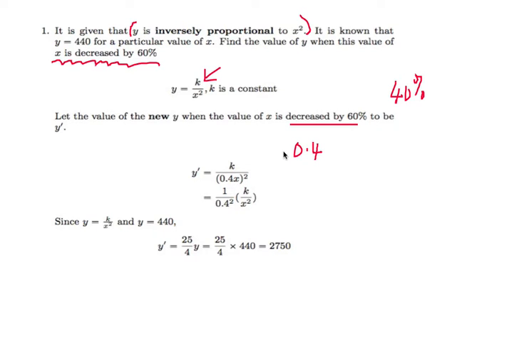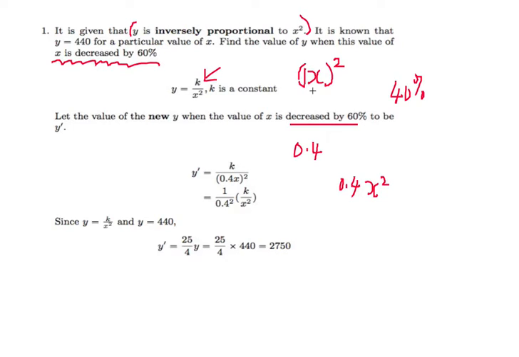Remember it's not 0.4 x squared, because y is inversely proportional to x squared. So you can see it like this: the one whole of x is in the brackets. Now we have decreased x and not x squared. We have decreased x by 60%.